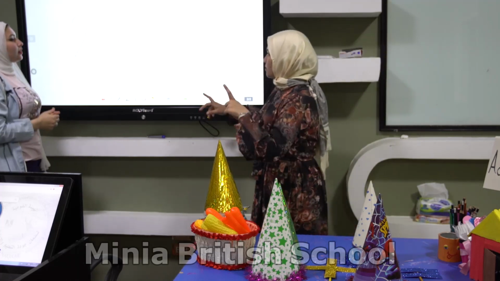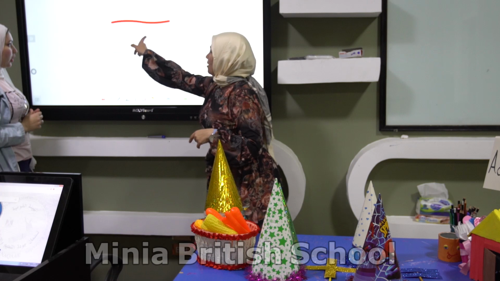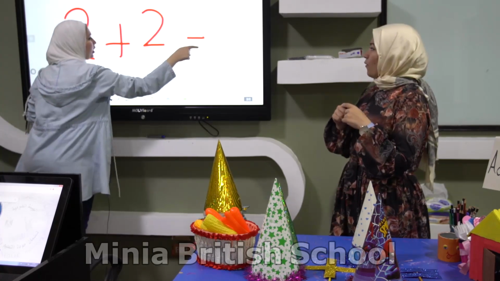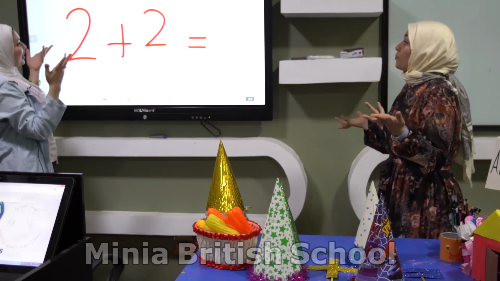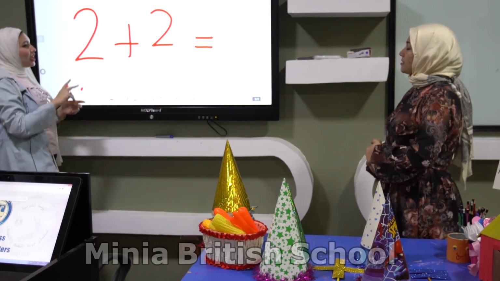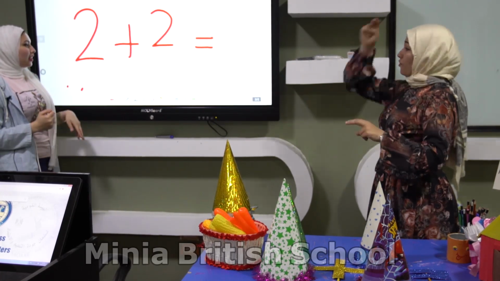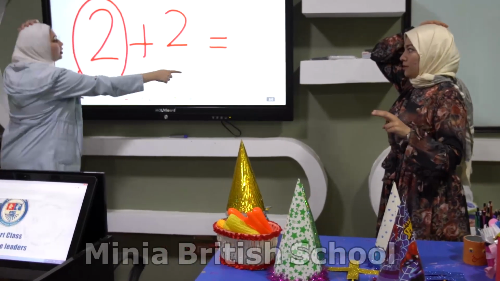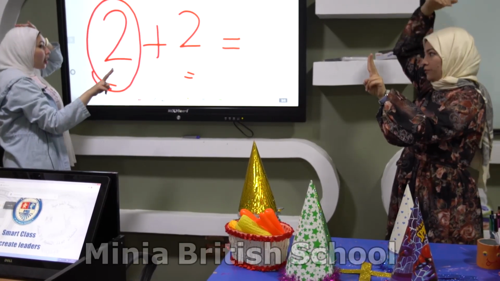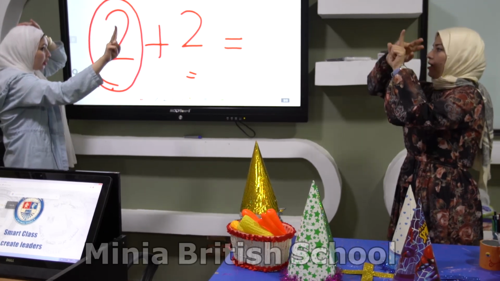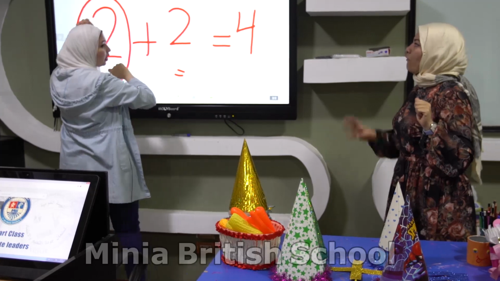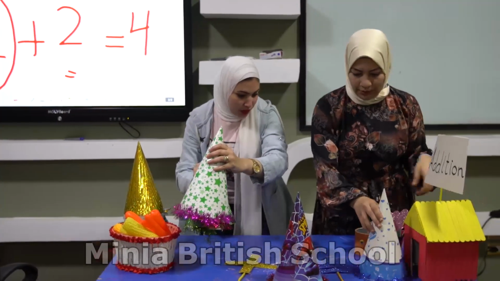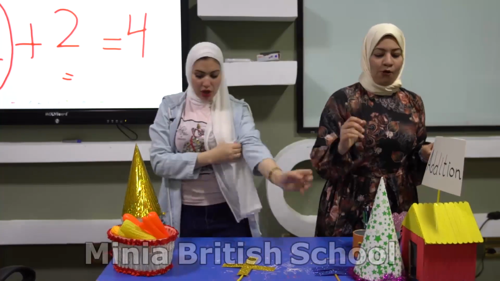What can we do? Write it again with the bigger number. Two plus two equal. Which is the bigger number? Both of them are equal. What can we do? We will take the first two and put it in our mind, and the other two in our fingers. Count after two. Three, four. So 2 plus 2 equals 4. Excellent. We take the two and the other two, it will be 4.